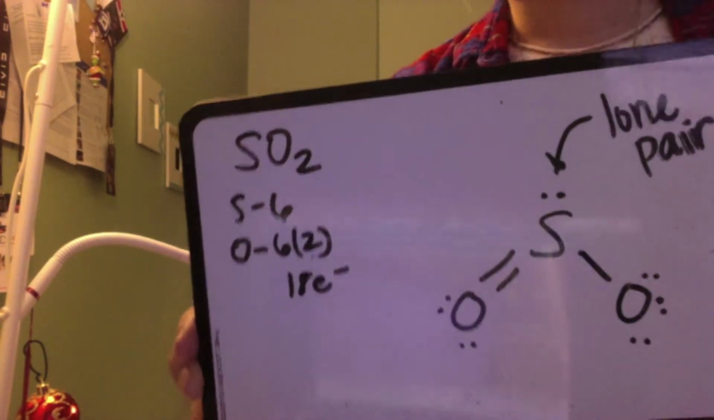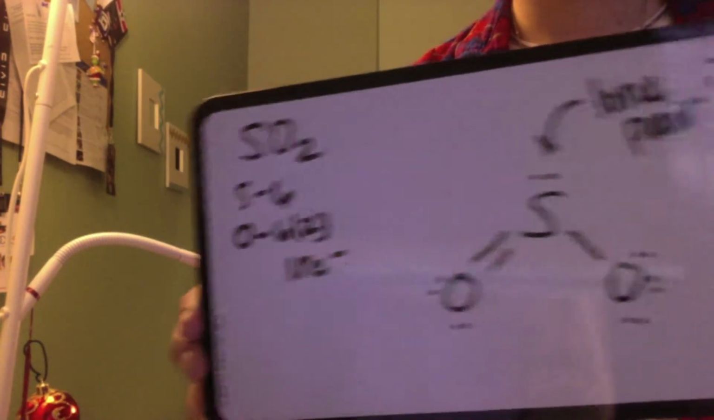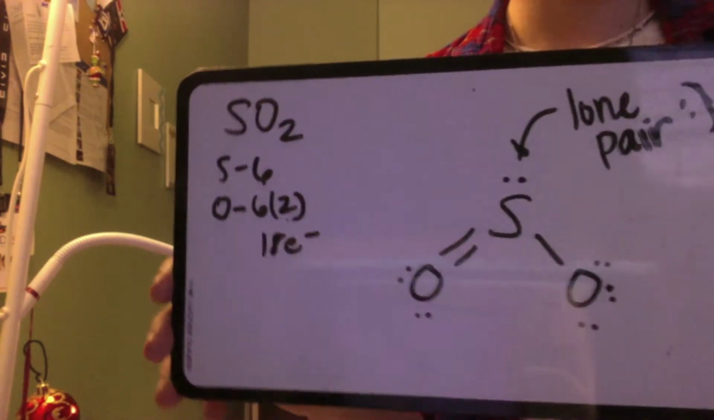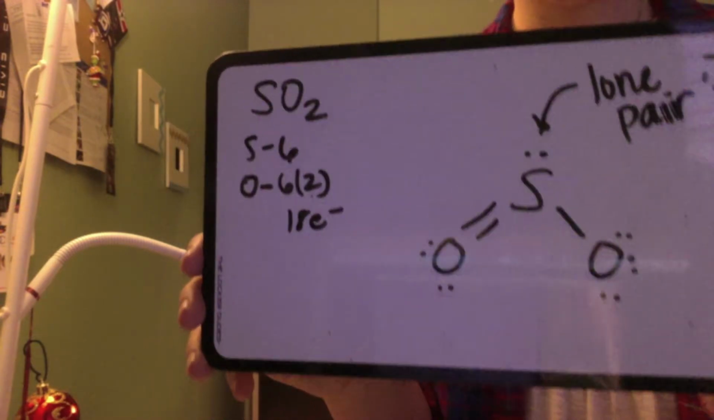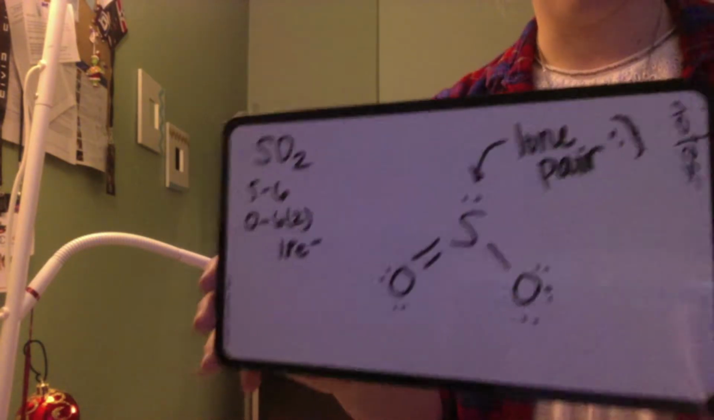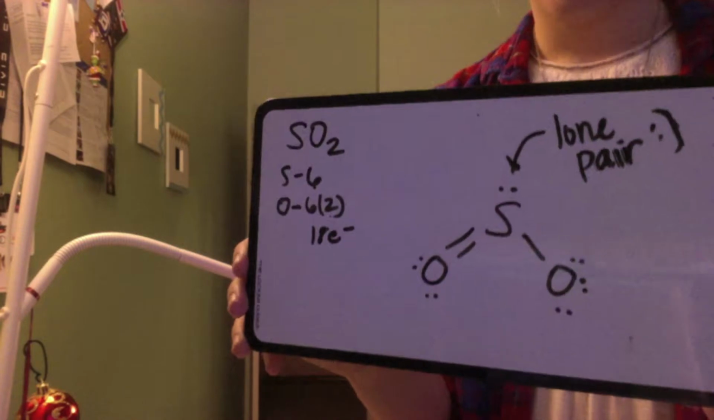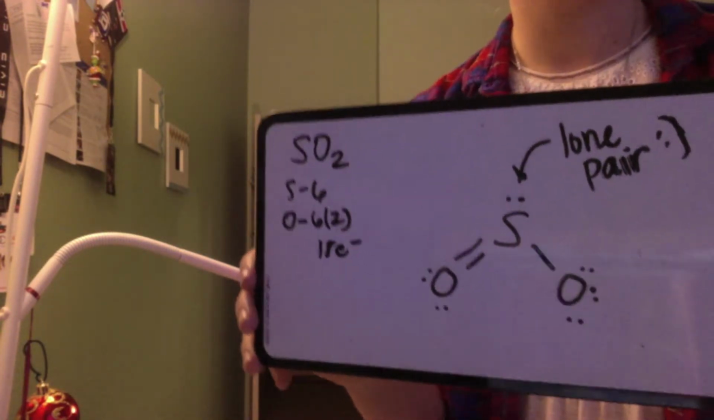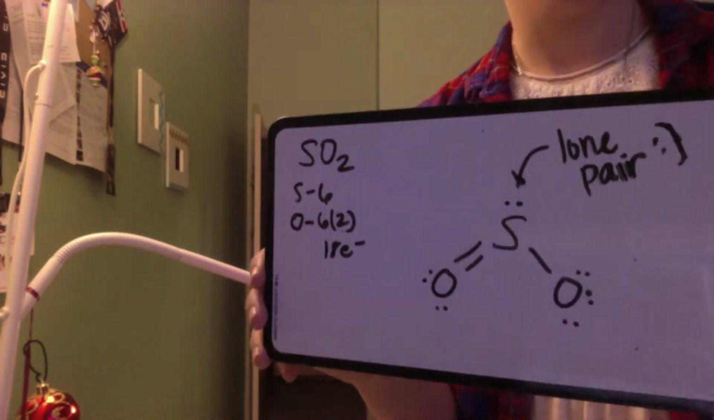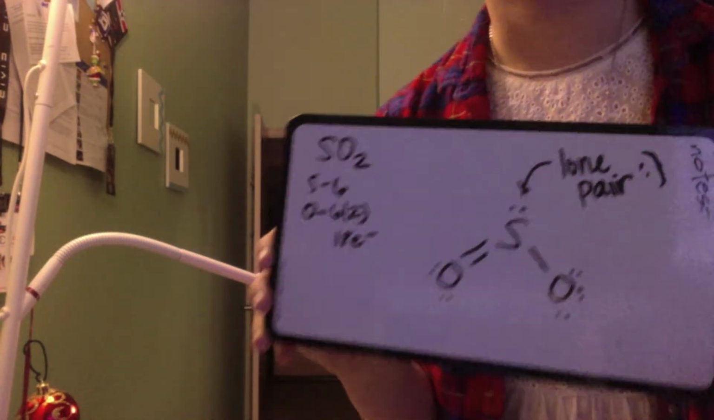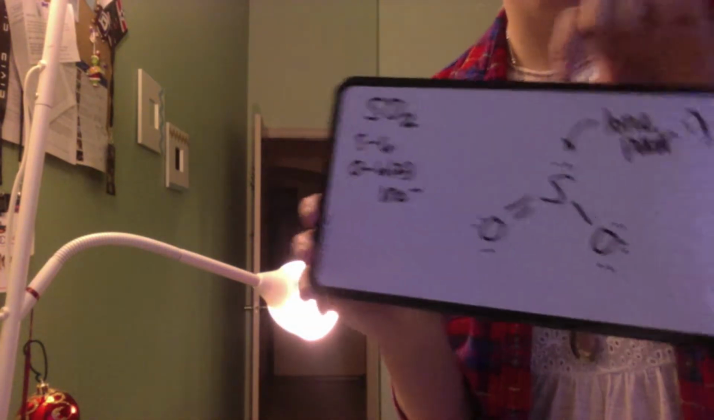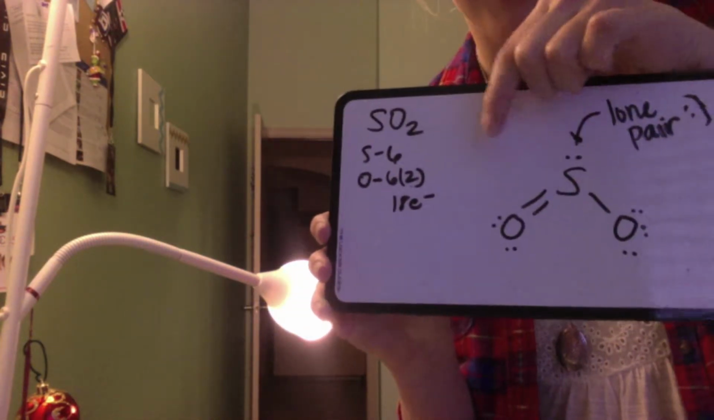And then you realize that sulfur is not full. It's unsatisfied. It's hungry for electrons. So the oxygen has to share, and that's why this double bond was created. And there's the little lone pair right up there. You see it?